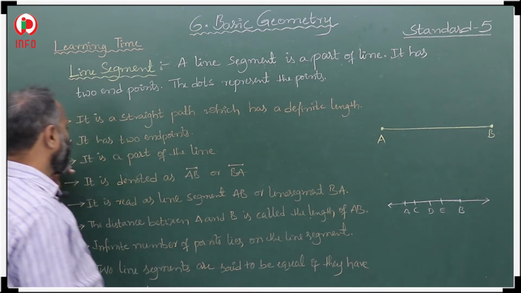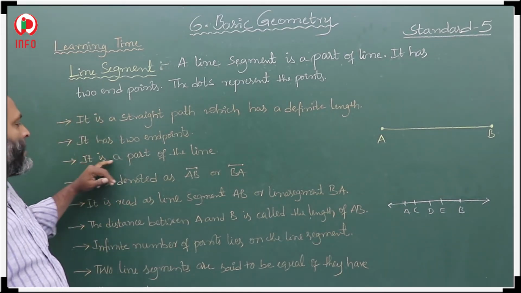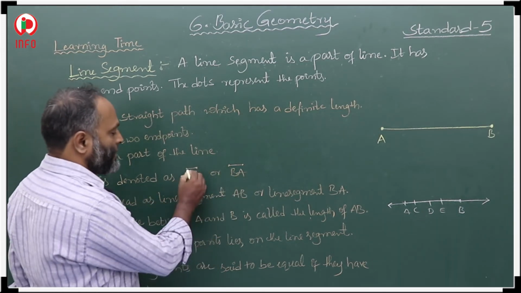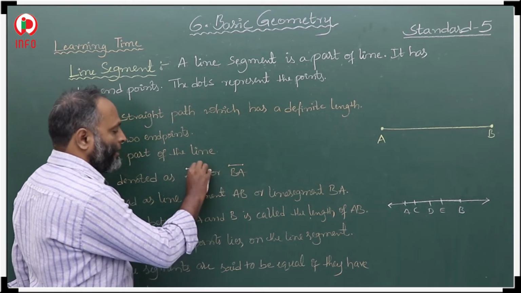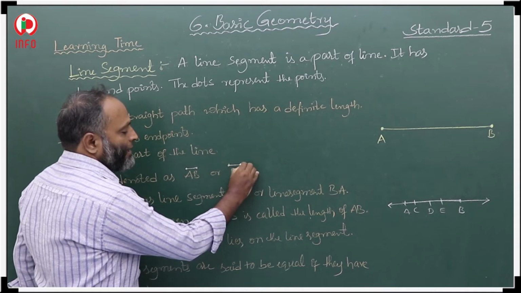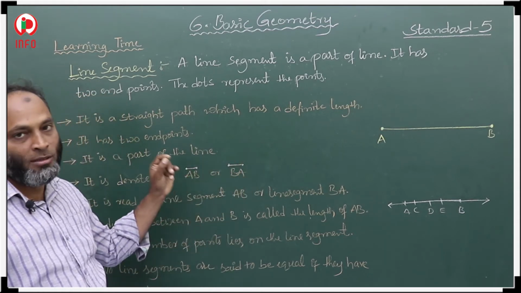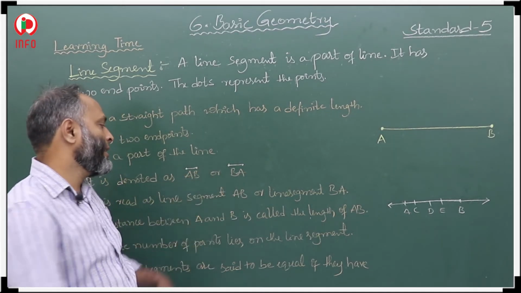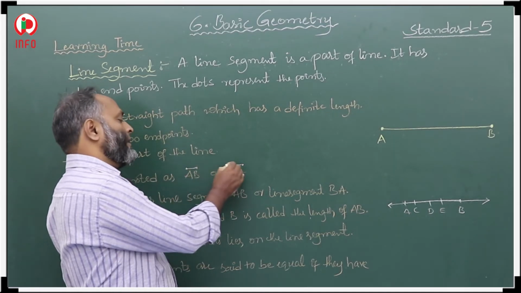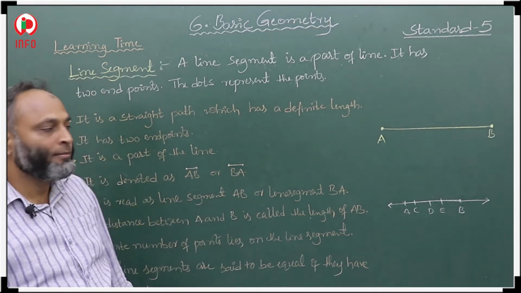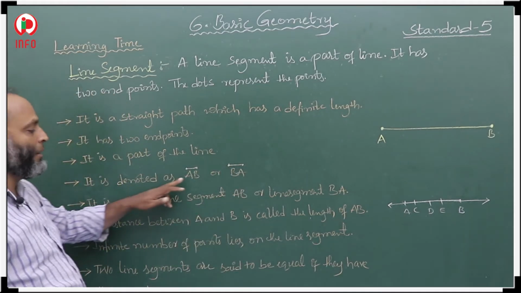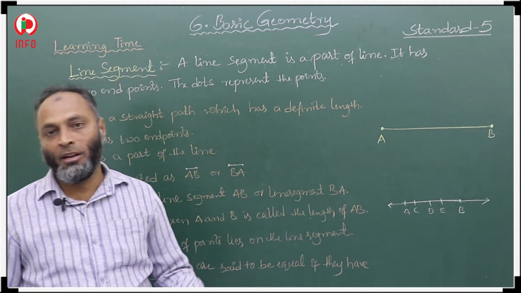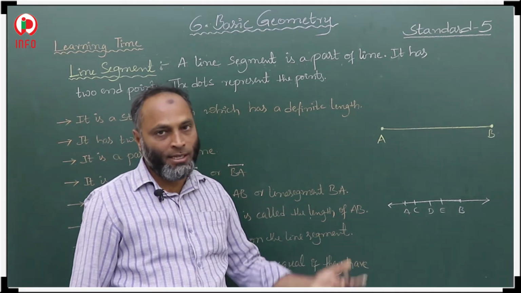Now, it has two endpoints. It is a part of a line. It is denoted with AB or BA. For a line, we have to keep two arrows in opposite directions. But here AB is a line segment, so we take two dots like this, A and B. Then how do we read it? Line segment AB or line segment BA, or AB line segment or BA line segment.